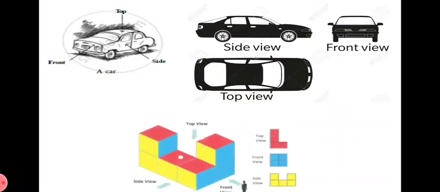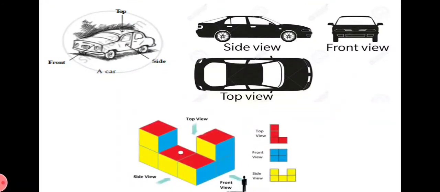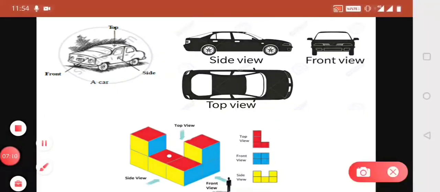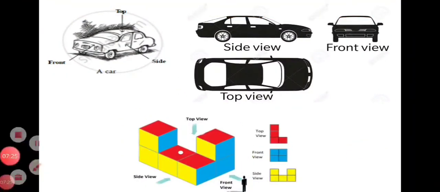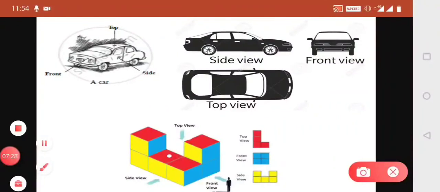Let's take another example. Here you can see a solid shape made up of 6 cubes. Now these 6 cubes: this is 1, 2, 3, 4. Next to it is 5 and this is 6. So 6 cubes are used to make this solid shape. Now from these 6 cubes, you can see it is arranged in a different way.